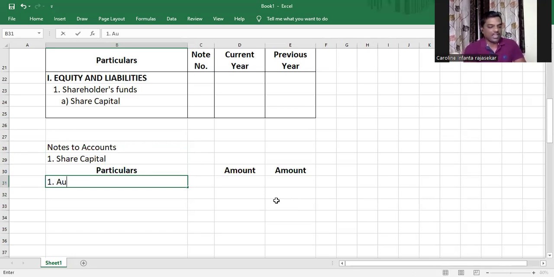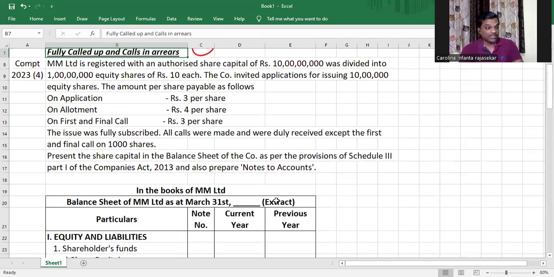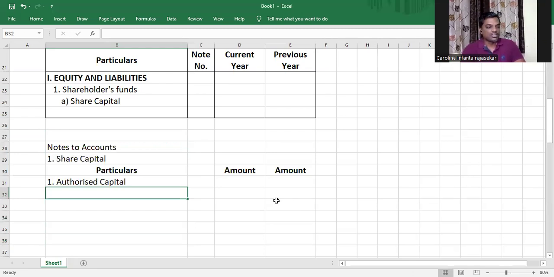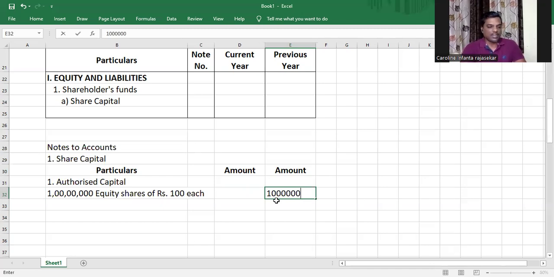Now, in particulars, what all will I have? The first thing that I'll have is authorized capital. Now, what is my authorized capital according to the question, my dear children? Very simple. Limited is registered with an authorized capital of 10 crores. They've directly given the amount in the question. 1 crore equity shares of rupees 100 each. So what I'll write here is 1 crore equity shares of rupees 100 each. Understood?